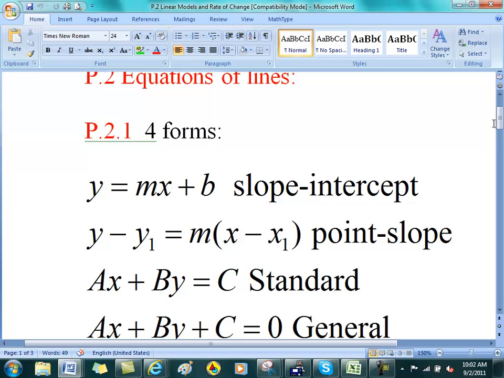So the first thing I want to do is review the different forms of equations of a line, okay? And they are written up there, as you can see. So the very first one's called the slope-intercept form. Second one's called the point-slope form. Third one's the standard, and the fourth one is general. So just let me make some observations about this.